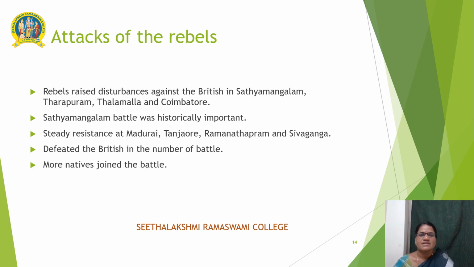Attacks of the rebels. Rebels raised disturbances against the British in Satyamangalam, Dharapuram, Thalamalai, and Coimbatore. The Satyamangalam battle was historically important. Steady resistance at Madurai, Thanjavur, Ramanathapuram, and Sivaganga defeated the British in a number of battles. More natives joined the battle.